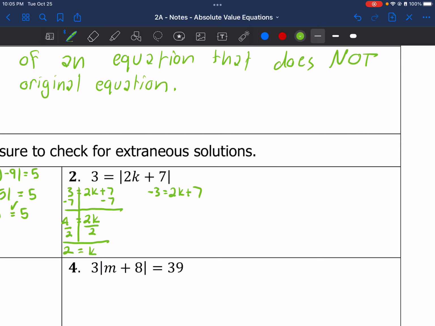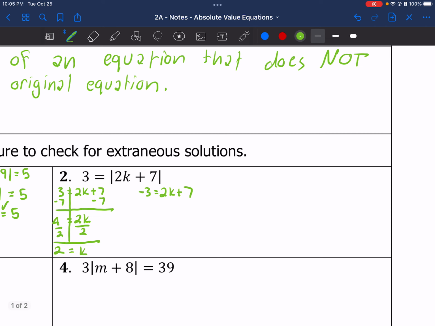Oh, I messed up here. 3 minus 7 is negative 4. So negative 4 divided by 2 is negative 2. My bad, y'all. Now we're going to do the same thing. We're going to subtract 7 on both sides, and we get negative 3 minus 7 gives me negative 10 is equal to 2k. Divide both sides by 2, and we get k is equal to negative 5.